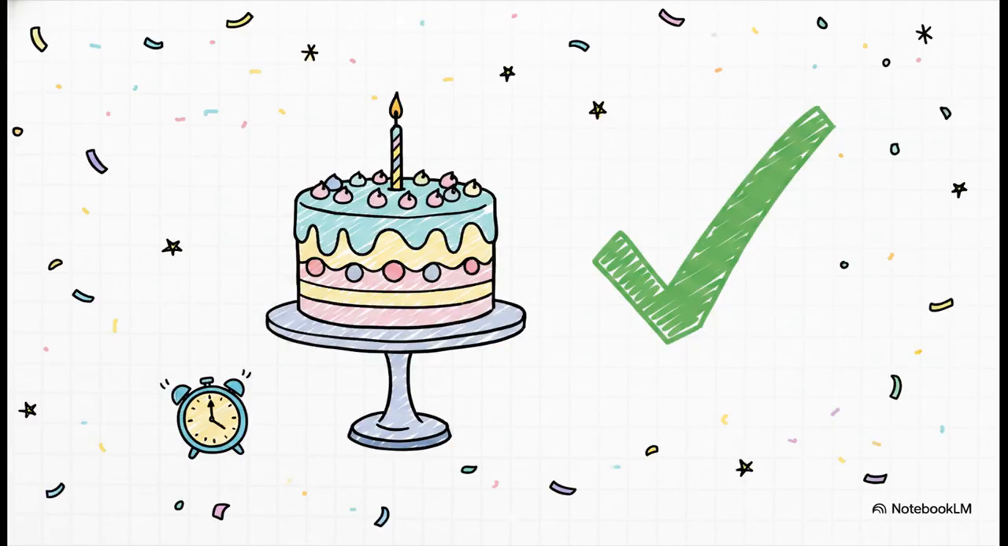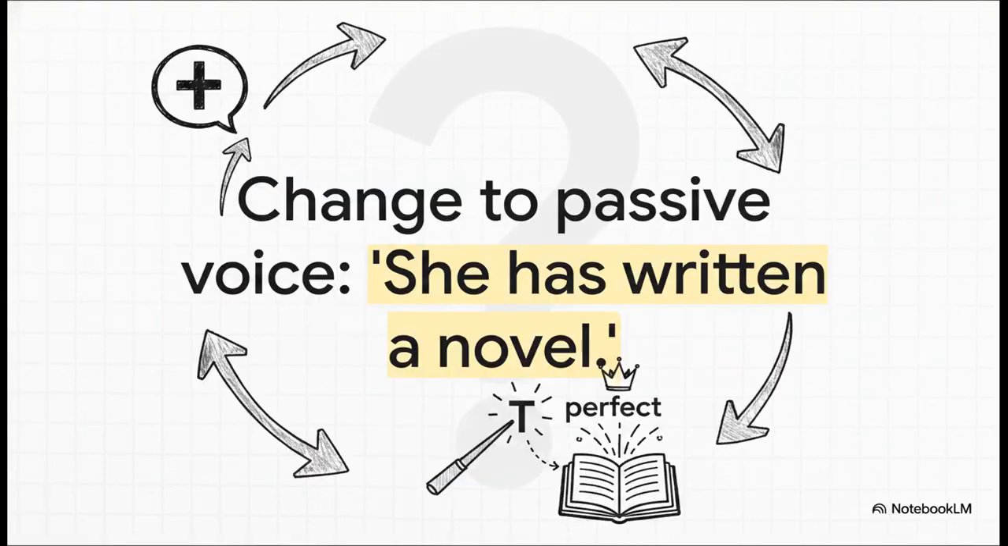And the correct answer is C. A cake was made by Mother yesterday. That's because made is simple past, so you needed that past tense helping verb was. Excellent job. Ready for round 2?